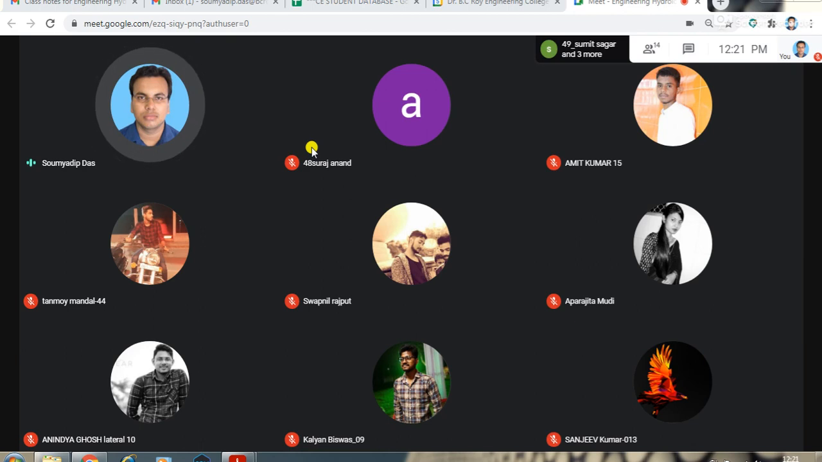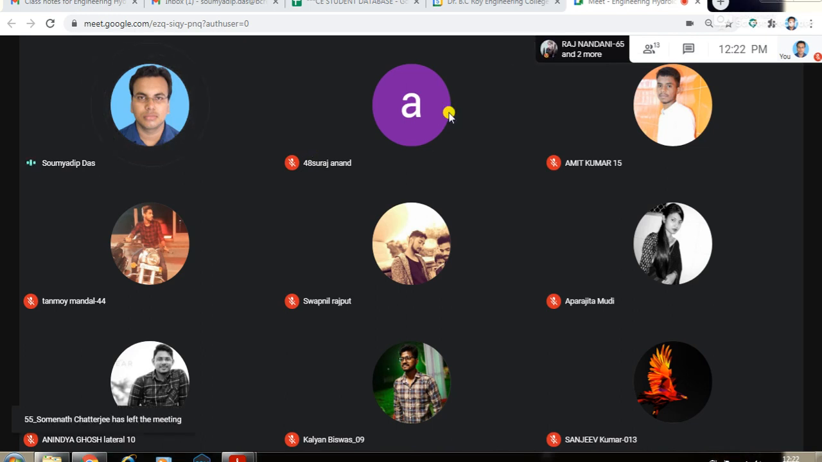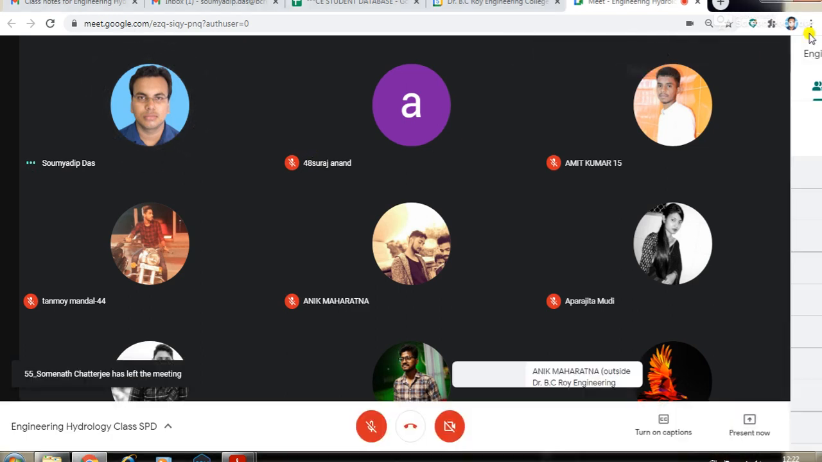Obviously, in the last few classes, we have been talking about the different types of rainfall, or precipitation to be precise. Other than precipitation, how to measure them was another important thing we discussed, and mainly the rain gauges were discussed in the last class. So, definitely, the rain gauges are very useful in our context today.